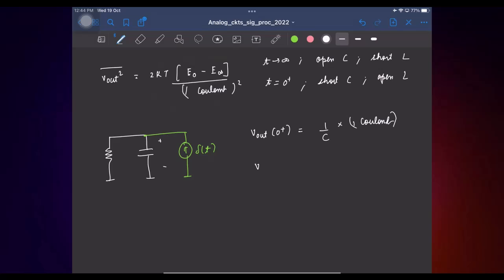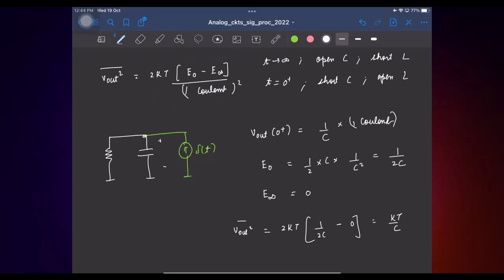So if that is the case, what is the energy stored at t equal to 0 plus? Half times C times 1 by 2C. What can you comment about t infinity? In steady state, the capacitor is going to completely discharge. It has 0 voltage, so 0 energy stored in the network. So what is V out squared? It's 2kT times E0, which is 1 by 2C, minus E infinity, which is 0, giving the famous kT by C.